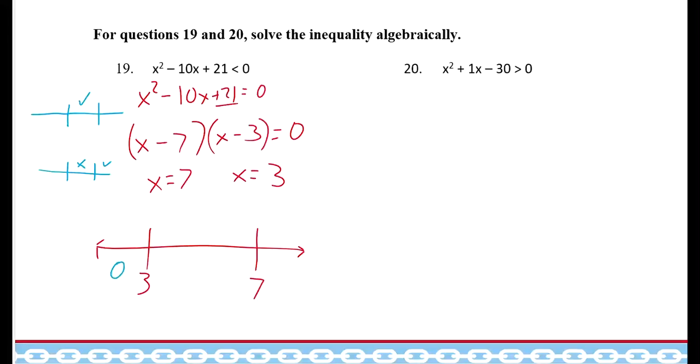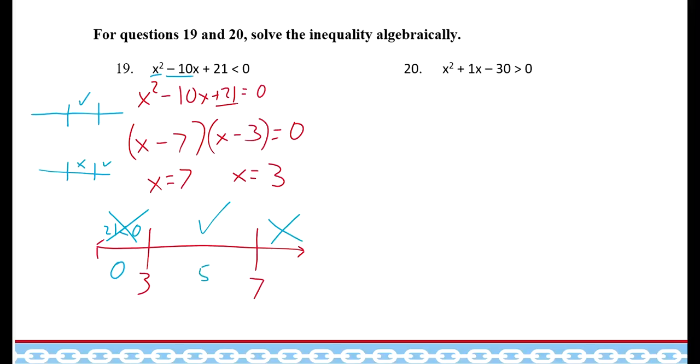So the easiest point to check is 0. So I put 0 where it belongs on the number line, which would be right there, on the left side of the number line. Because 0 squared is 0, negative 10 times 0 is 0. So that leaves me with 21 less than 0. So I'm checking validity. Is that a valid, true statement? And it is not. So the outside parts have to match. That was invalid out there, meaning my valid part is in the middle.